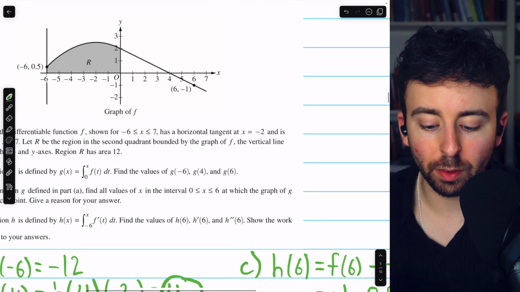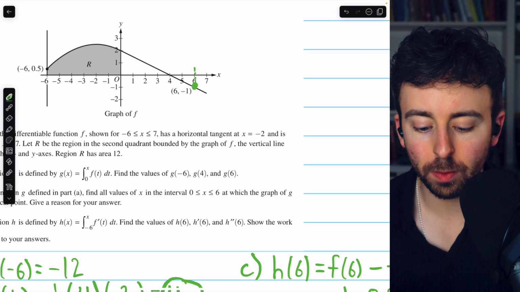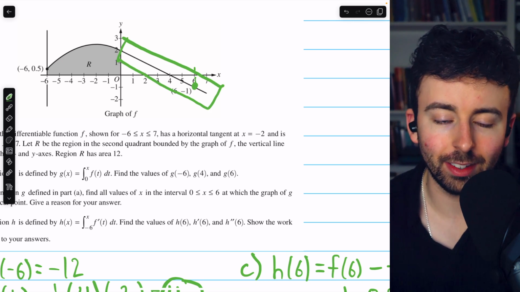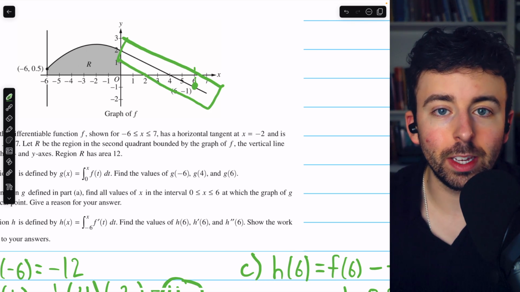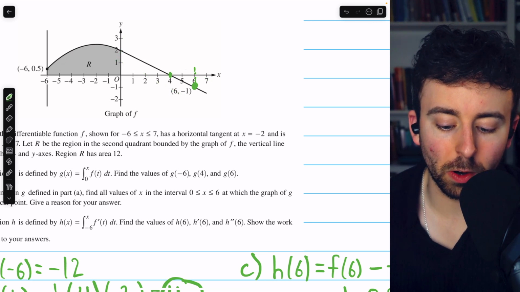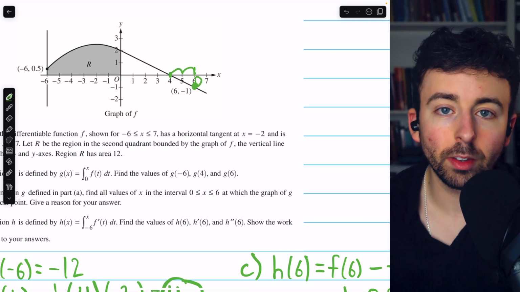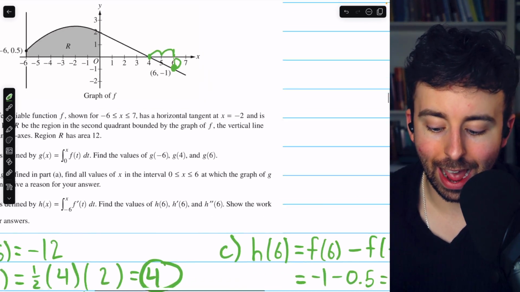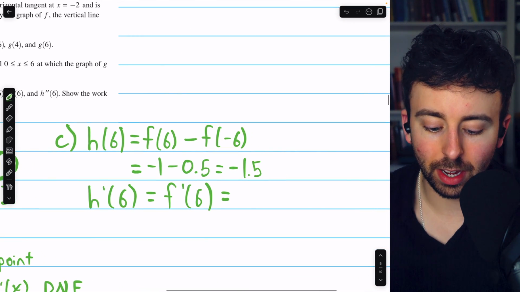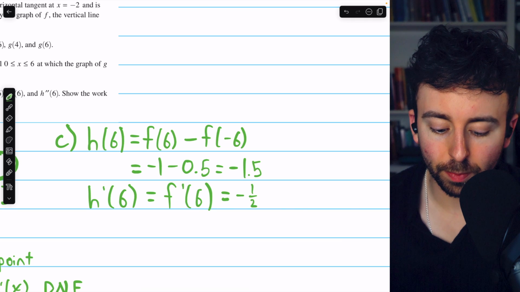So let's look at the graph of f, and at x equals 6, we are over here. We know that this is linear, and so the derivative is just going to be the slope of this line. We can see 2 points here that allow us to quickly calculate the slope. The line goes over 2 and down 1. So that's a slope of negative 1/2. Hence, h prime of 6, which is f prime of 6, is negative 1/2.